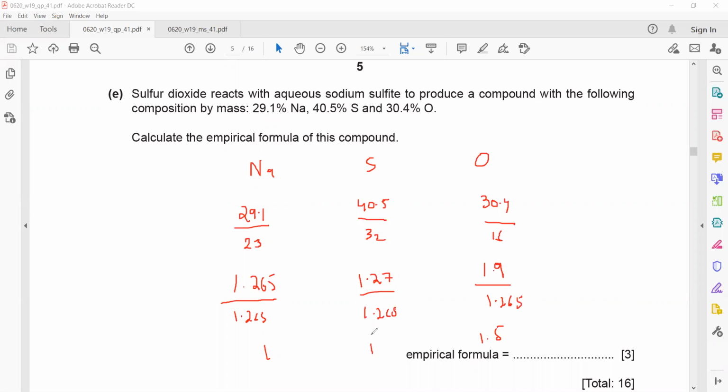So whenever one of the ratios is 1.5, you will multiply all of them by 2. So this will be 2, 2, and 3. So it contains 2 sodium, 2 sulfur, and 3 oxygen. Is it clear? So the empirical formula is Na2S2O3.